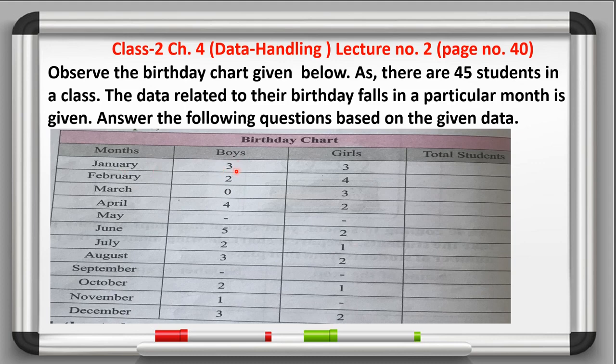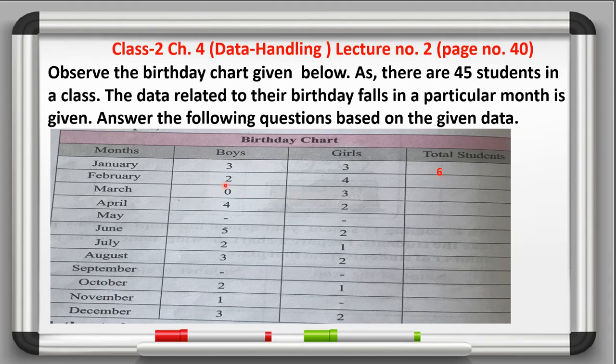3 बॉयज का बर्थडे आता है और 3 गर्ल्स का आता है. And here we will write the total number of students. Okay, so here it is given 3 boys and 3 girls. So 3 plus 3, 6. So 6 students' birthday falls in January month. So here we will write 6.